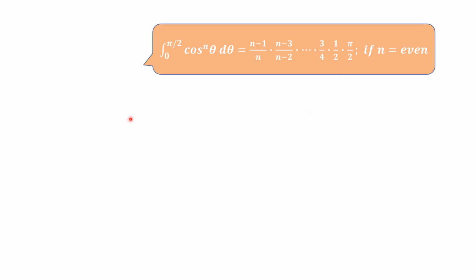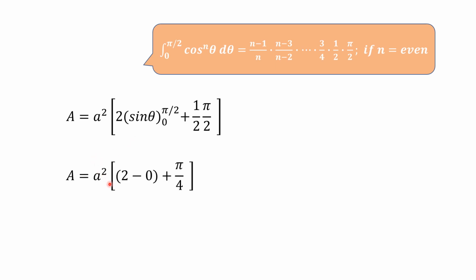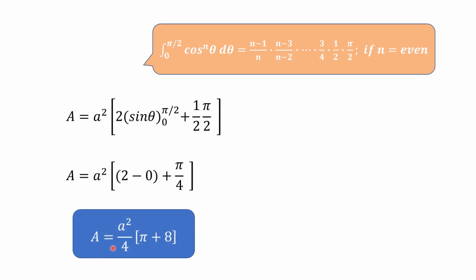Now the integration of the first integral, 2 cos theta, is 2 sin theta. So A becomes a square into 2 sin theta, limits from 0 to pi by 2, plus the value of the second integral we just obtained, which is 1 by 2 into pi by 2. Put the upper limit and lower limit. Sin pi by 2 is 1 and sin 0 is 0, so 1 minus 0 is 1, into 2. Therefore A is a square into 2 plus pi by 4. Take this 1 by 4 common. So the area will be A is equal to a square upon 4 into pi plus 8.